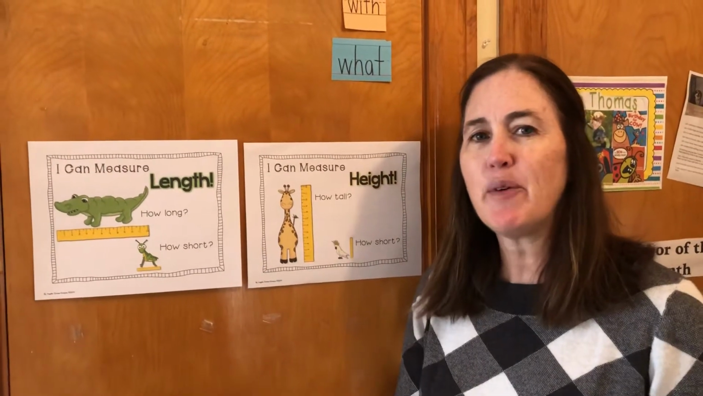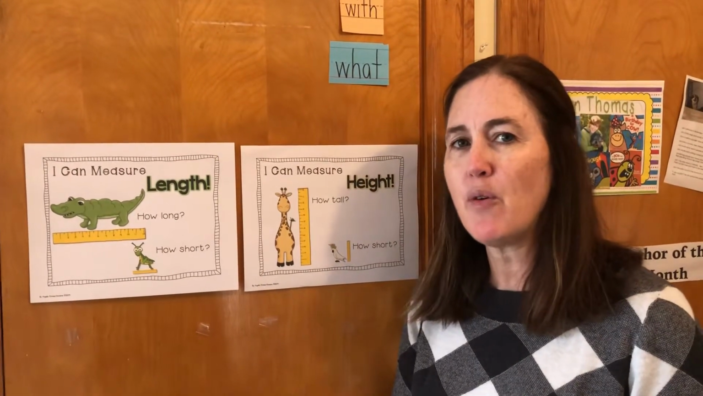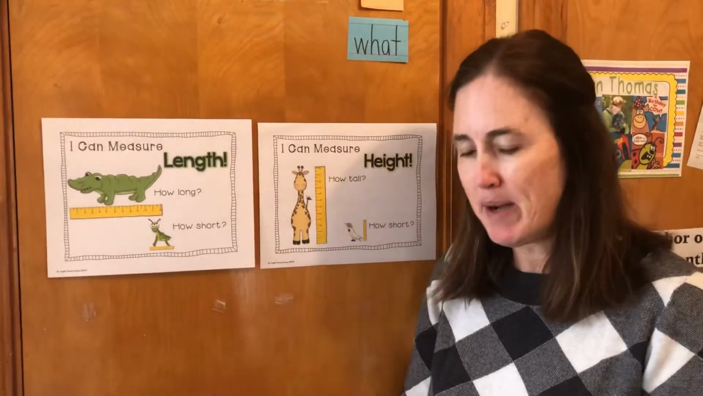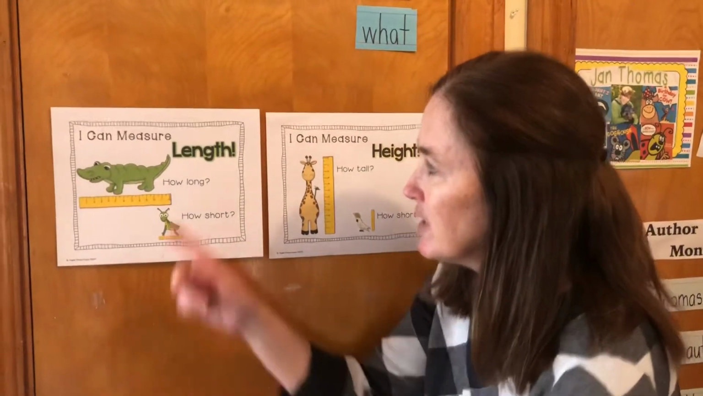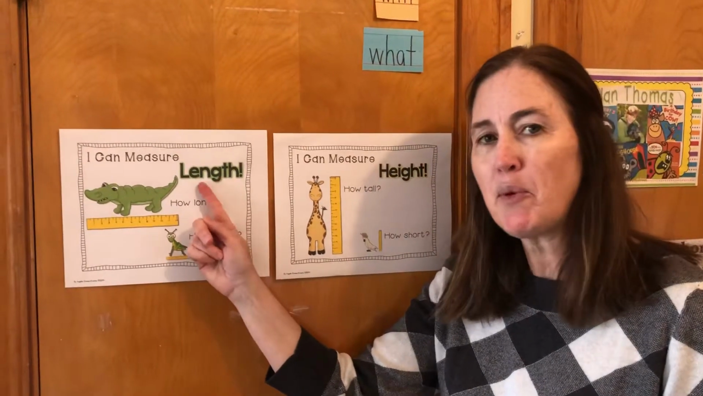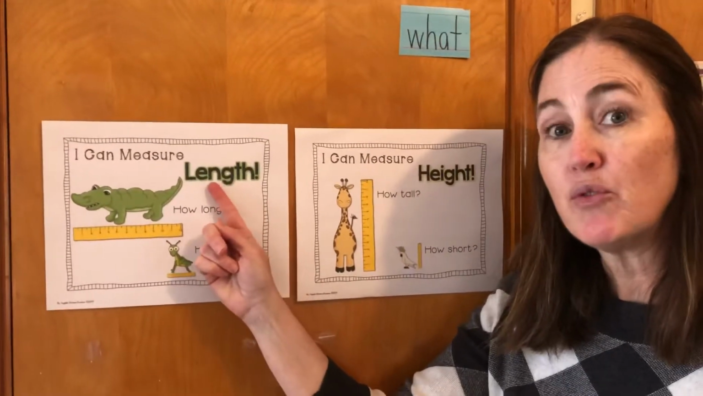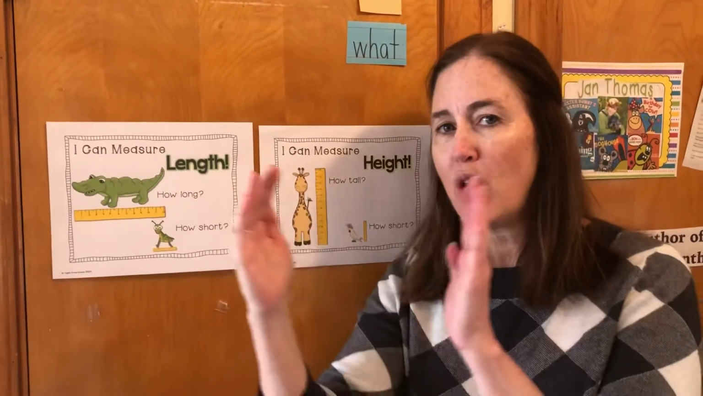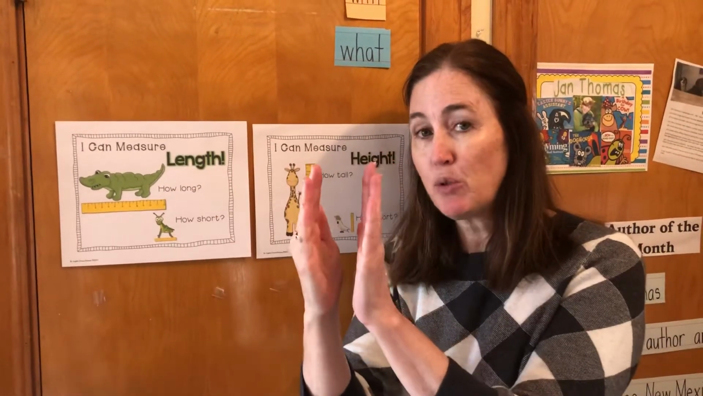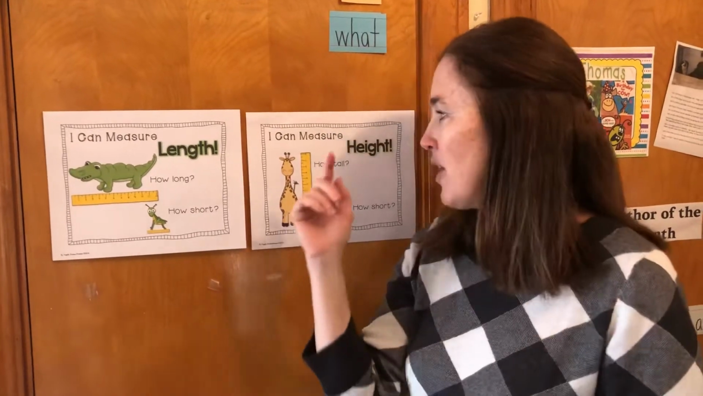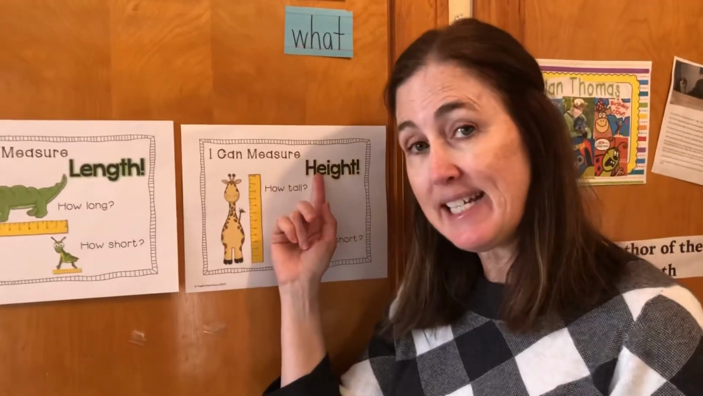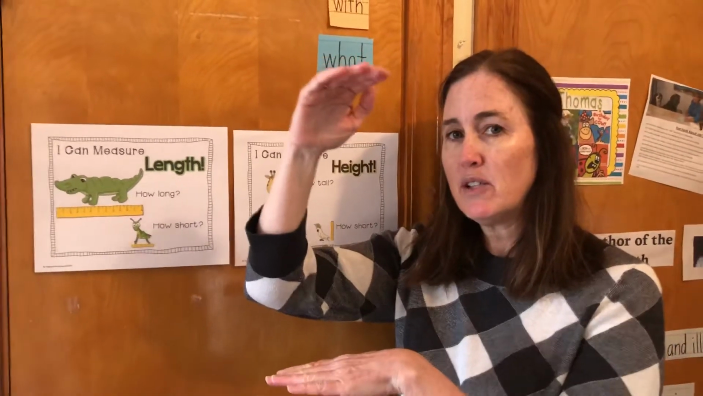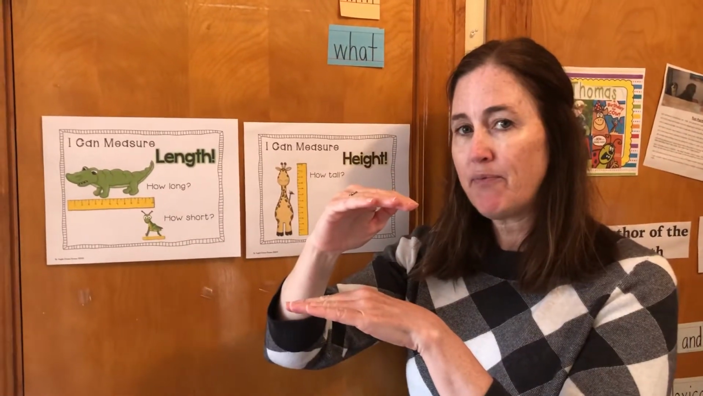Hi everyone, I want to do a math lesson right now. So I want to first review our two kinds of measurements that we learned about so far. So let's talk about this one. Does anybody remember what this is called? Right, it's length. And remember, we can measure how long something is and how short something is. And the other kind of measurement we learned about was height. And height is how tall something was or how short something is.